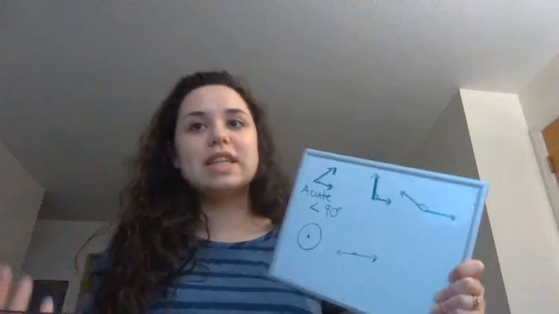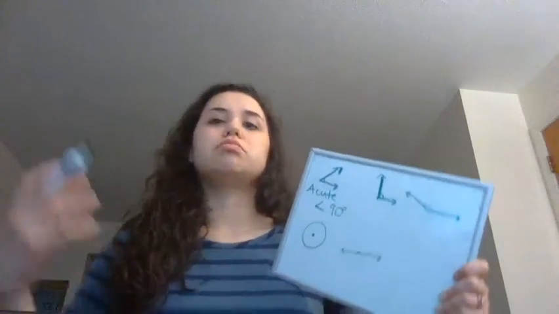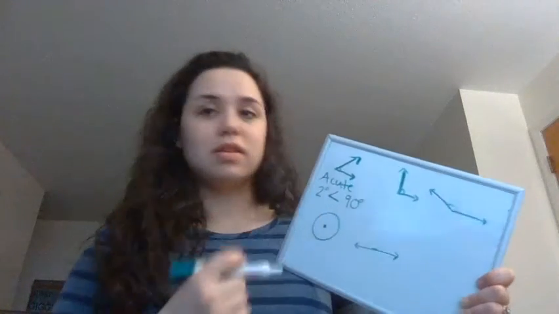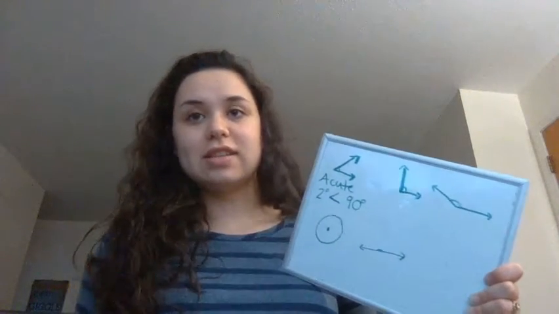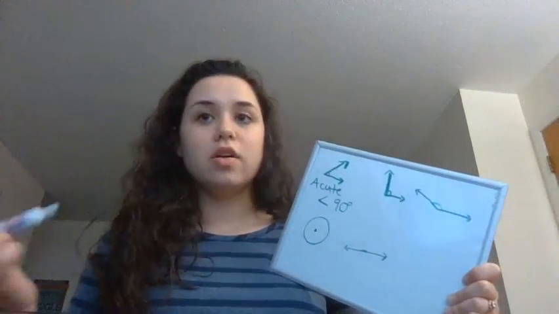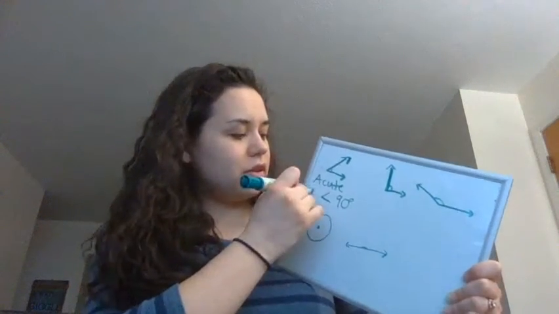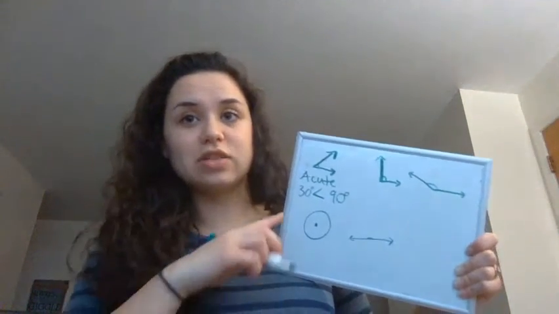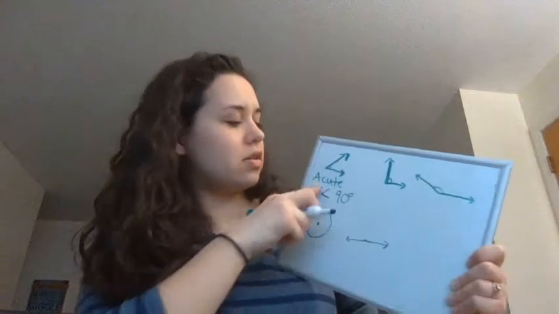So let's think of a number less than 90. How about 2? 2 is less than 90. So 2 degrees is less than 90 degrees. That would be acute. That is a true statement. Think of another one. How about 30? 30 degrees is less than 90 degrees. That's a true statement. That's an acute angle.